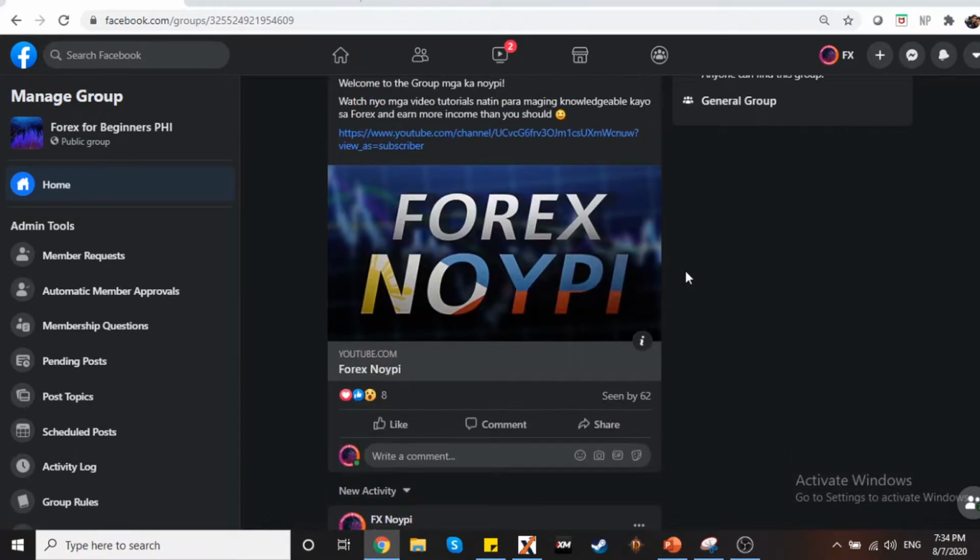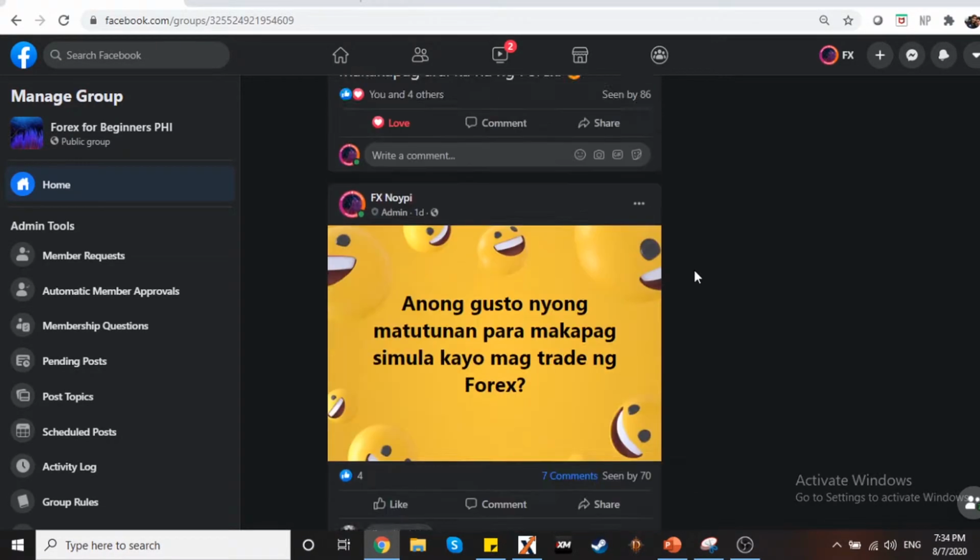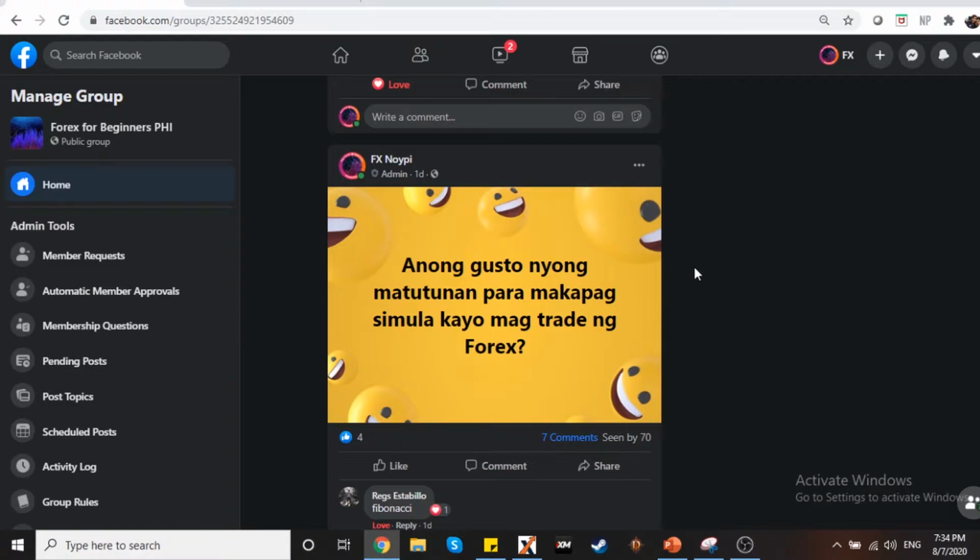Pero one of our members in here was requesting, I posted a question asking anong gusto nyo matutunan para makapagsimula kayo mag-trade ng Forex. So mga Kanoypi, dito sa group na to, our intent is just to help and teach everybody in our community para matutong mag-trade ng Forex, para magkaroon kayo ng extra income.